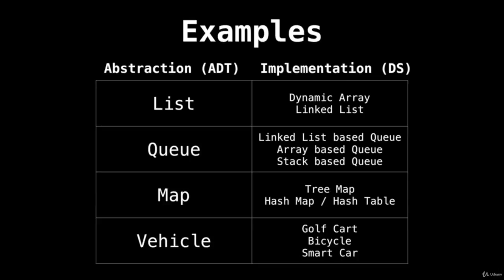Next, we have the queue and the map abstract data types, which themselves can be implemented in a variety of ways. Notice that under the implementation for a queue, I put a stack-based queue because, yes, you can have a queue which is implemented using only stacks. This may not be the most efficient way of implementing a queue, but it does work and it is possible. The point here is that the abstract data type only defines how a data structure should behave and what methods it should have, but not the details surrounding how those methods are implemented.